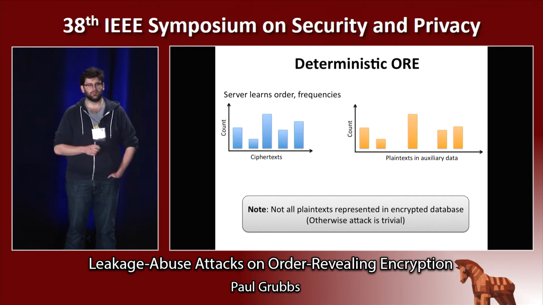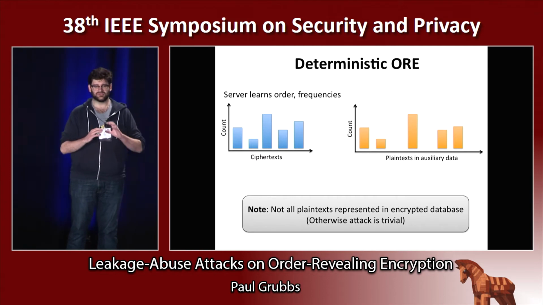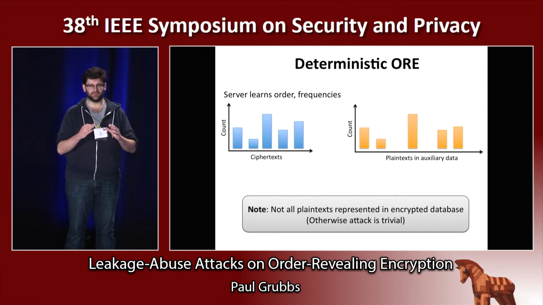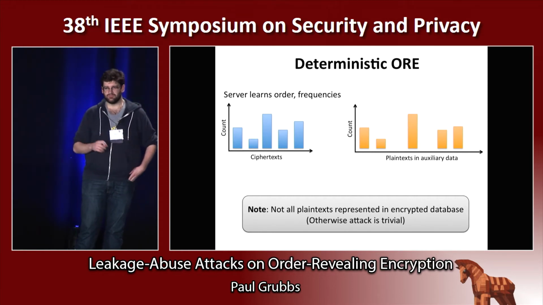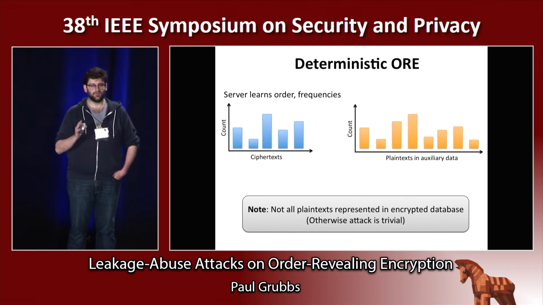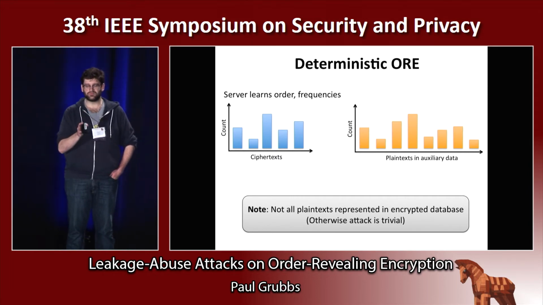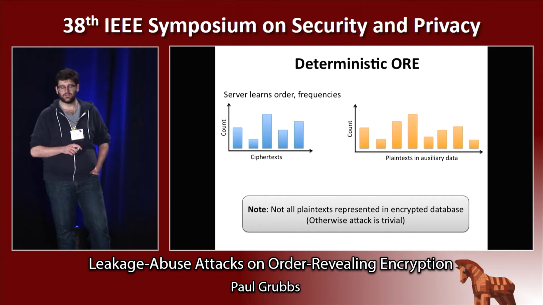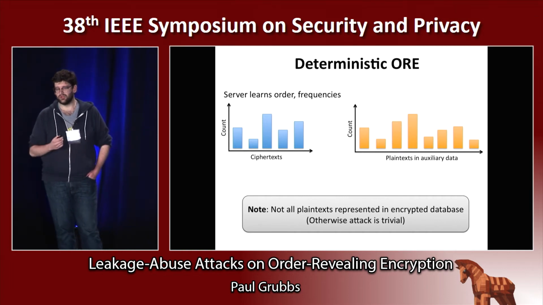If this were true, it would be trivial to recover all the plaintexts in the database by just sorting the ciphertext and the auxiliary data, and matching equal-rank elements in this list. This is basically pointed out by prior work. So there are going to be some elements in the auxiliary data that do not occur, that is to say, there are no encryptions of these elements in the database. But crucially, we don't know which elements these are.